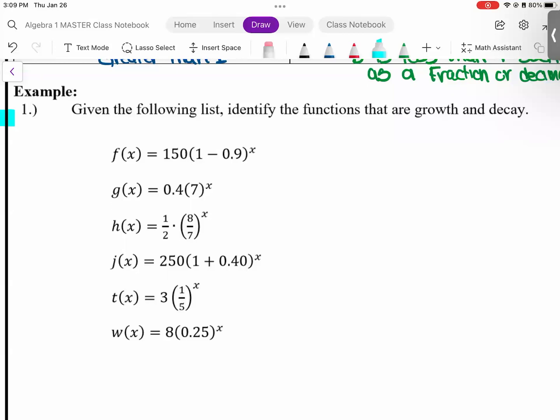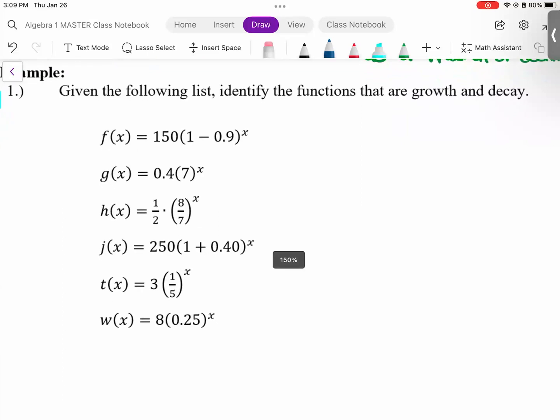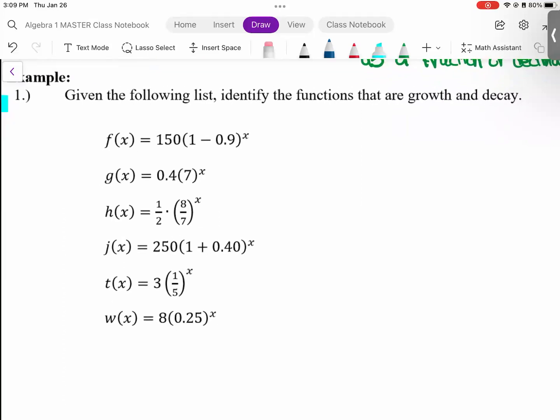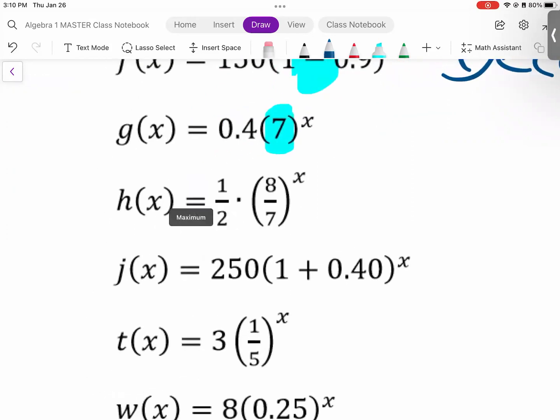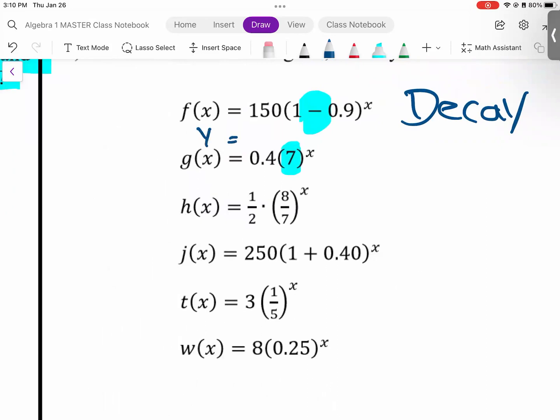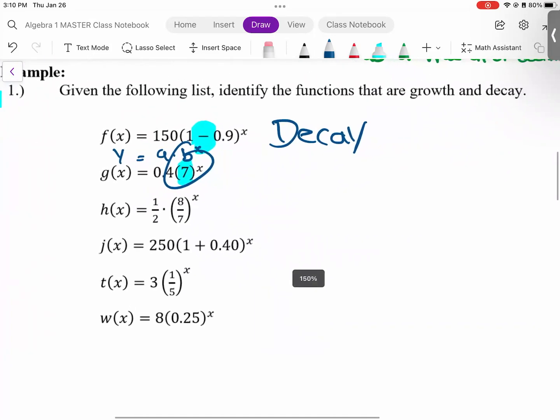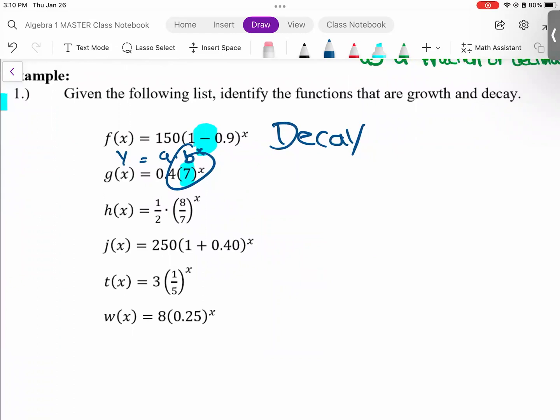All right, let's go ahead and check this out. So to check your answers, first one, notice that there is a minus, which means that this is decay. Number 2, we don't have a model. We can only see the b value. And if we're comparing the function, this is y equals a times b to the power of x. So we can clearly see that 7 is our b value, and it's greater than 1. 7 es mayor que 1. So this is growth. Esto va para arriba.